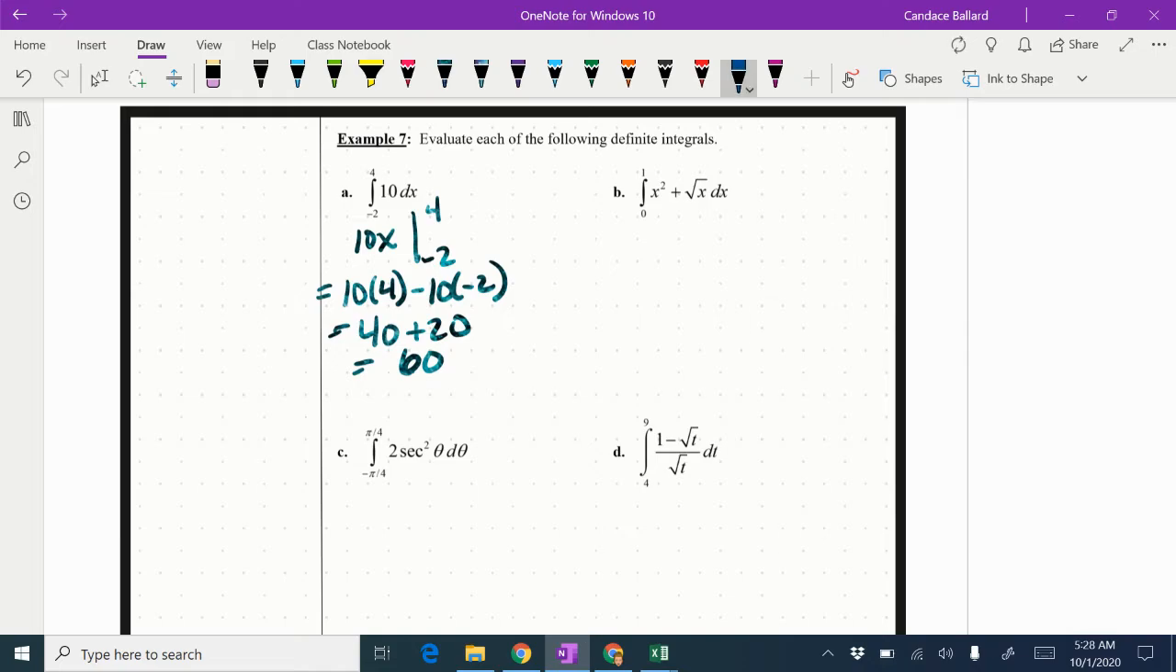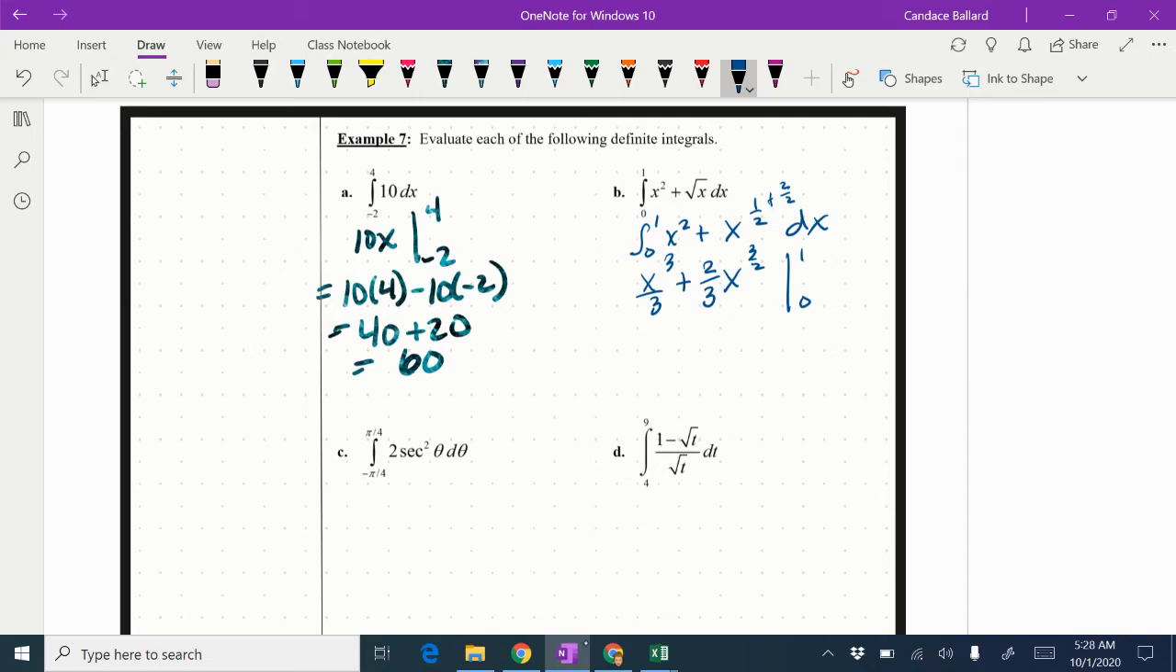Let's look at this one here. I would probably rewrite it as x to the 1/2 power dx. When I integrate x squared, I would get x cubed over 3 plus, when I add 1 to this one, I would get x to the 3/2 divided by 3/2, or multiplied by 2/3, not plus c because we're definite. We're going from 0 to 1.